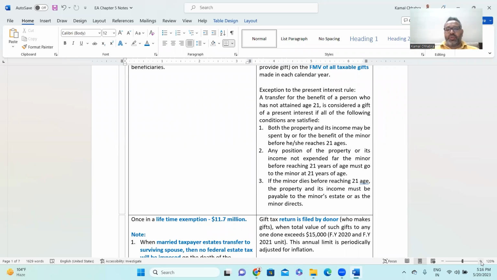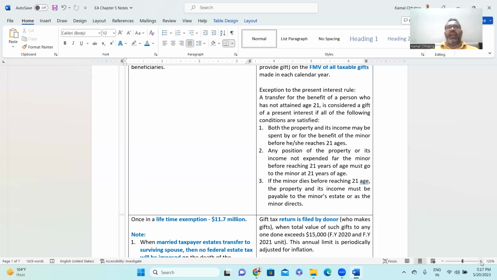Second is any portion of the property or its income not expended for the minor before reaching 21 years of age must go to the minor at 21 years of age. That means whatever money you are not spending, by the time he or she attains the age of 21 years, will go directly into his or her account. Third is if the minor dies before the age of 21, the property and its income must be payable to the minor's estate or as the minor directs.